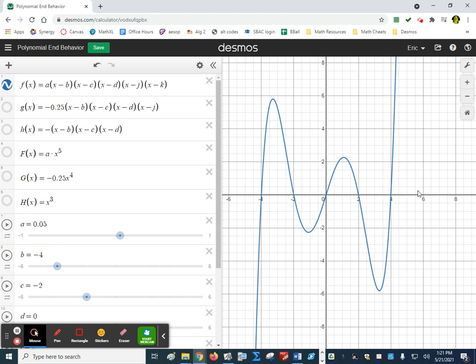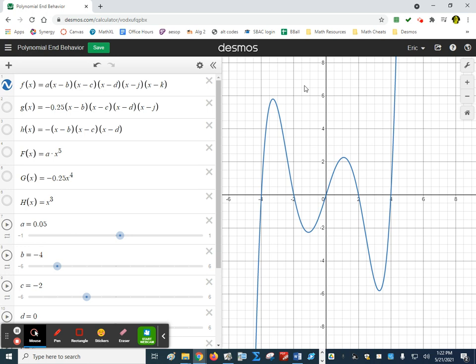So as x approaches infinity, f of x approaches infinity. As x approaches negative infinity, f of x approaches negative infinity. How'd you get that, Abby? Okay. How'd you know?